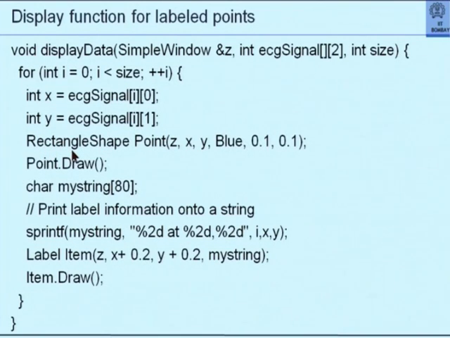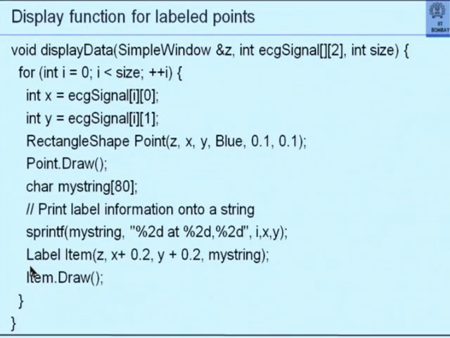Now you want to put a label to that point. You have defined a char array, my string, of size 80. For printing the label, you first print a string using sprintf, that means print a formatted string using I, which is the point number, and the x and y coordinates. And this you are printing as %2d, %2d, %2d, with the word 'at' inserted. So you'll actually get, say, 5 at 10 comma 20. So 5 is the point number, at is the word, and this is the string.